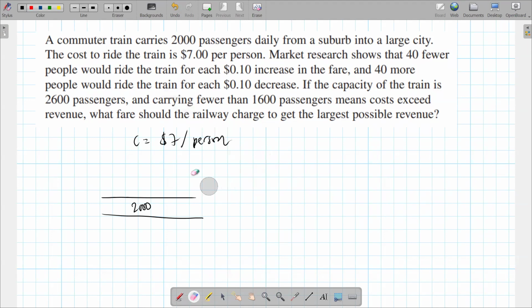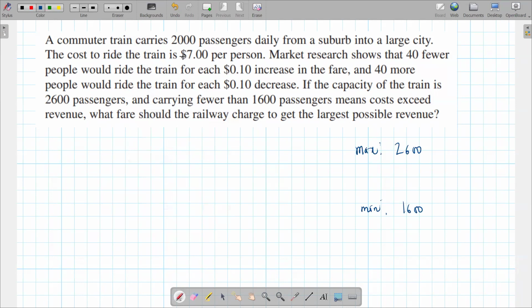We don't need the ABs. The max passengers you can carry is 2,600. The min passengers you can carry is 1,600. How many passengers is it carrying right now? 2,000. So let's say passengers, and then we're also gonna say cost. So right now it's carrying 2,000 passengers. What's the cost? $7. So that is our initial case.